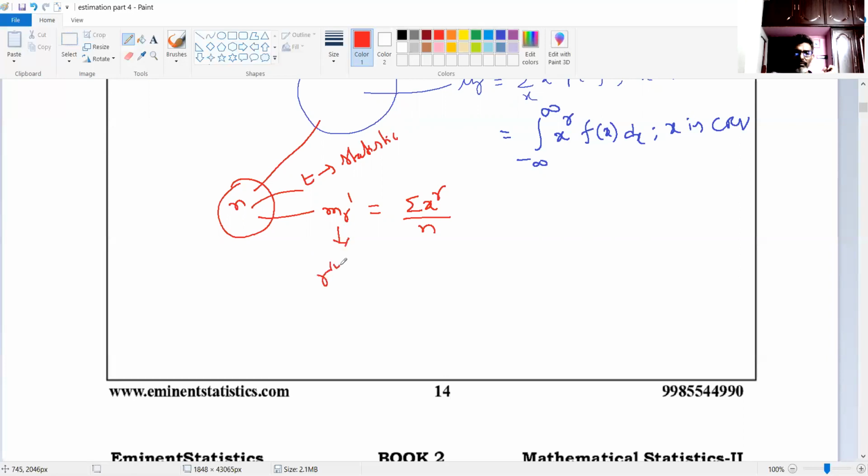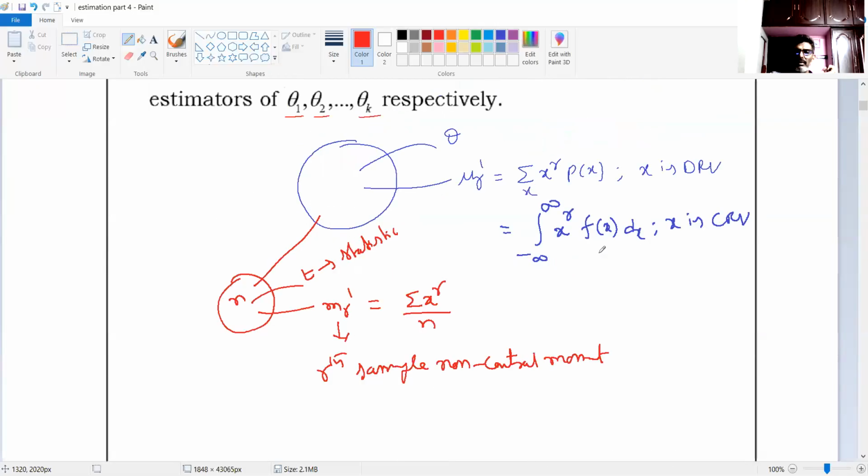This is called the rth sample non-central moment about the origin. Here mu r dash is called the rth population non-central moment.